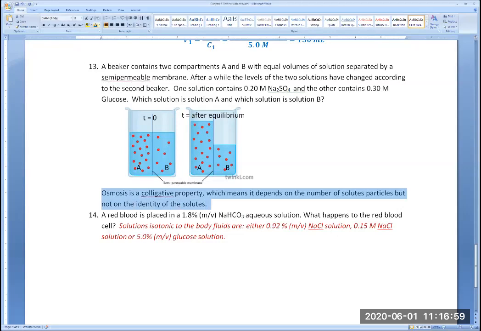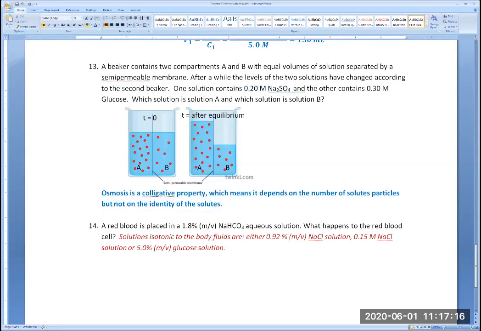So we need to decide which one is more concentrated, in the sense of which one has more solute particles per unit of volume. So you have to take into account the formula and the type of solute you have. Let's look at this one first: 0.20 molar Na2SO4.